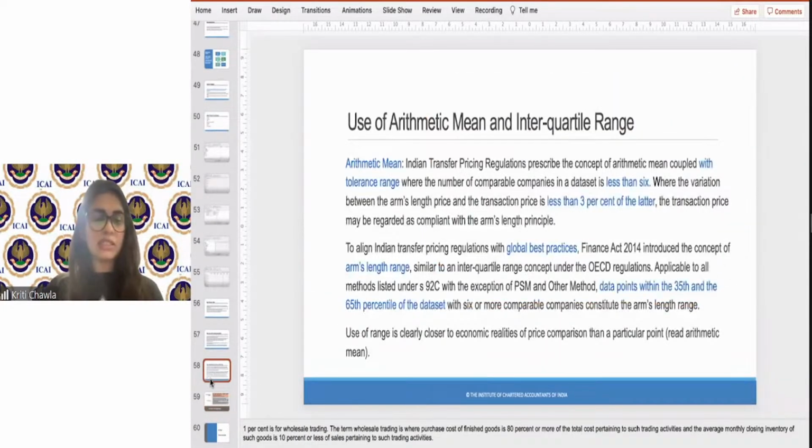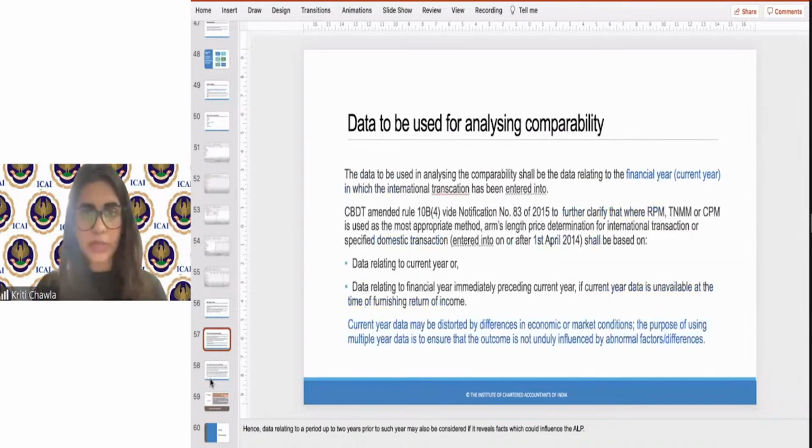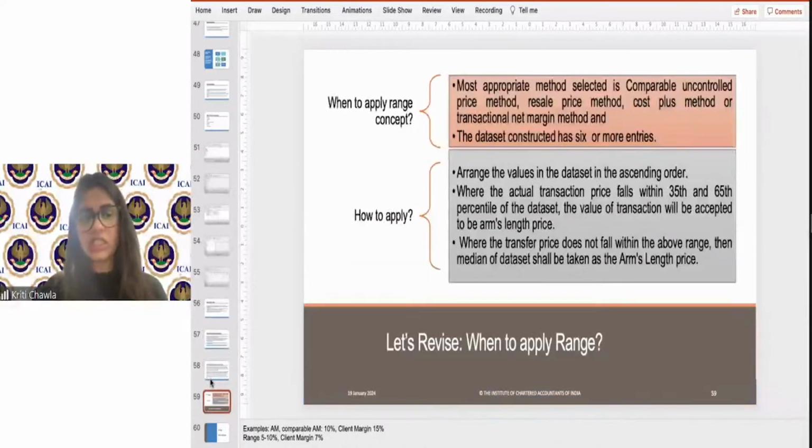So go through this, go through multiple year data and range. These were amendments that were made to Indian transfer pricing to make it in sync with global best practices. These 2 things, and as long as it's in range, it's at arm's length.